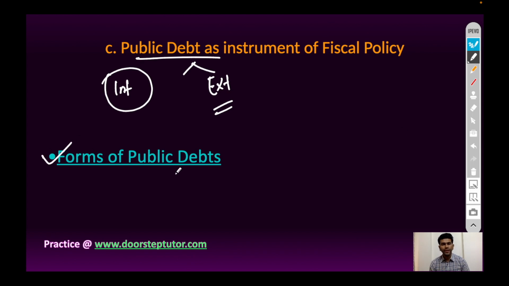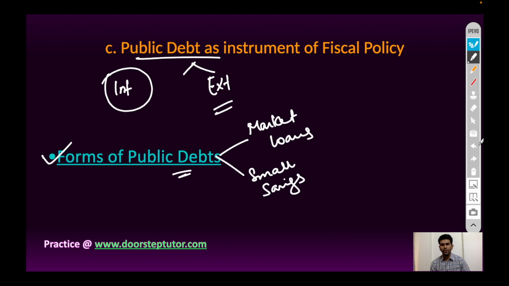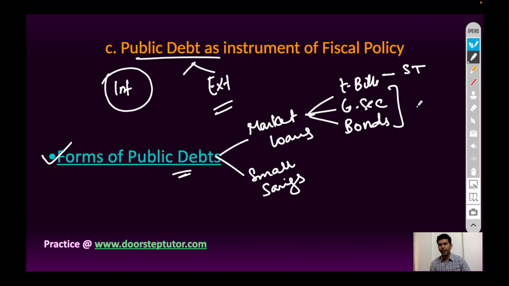Next, forms of public debt, the instruments by which the government borrows money from the public. It can be divided into market loans and small savings. In the case of market loans, the government borrows money by selling treasury bills, government securities, bonds, etc. Treasury bills are for the short term and others are for the mid and long term. Small savings are by way of National Savings Certificate, etc. So these are the instruments by which the government borrows money from the public.